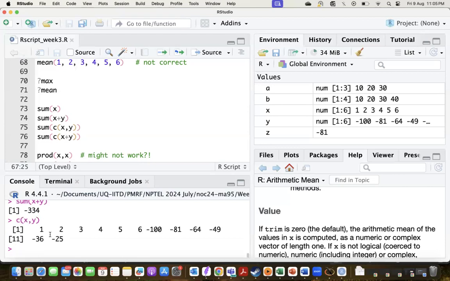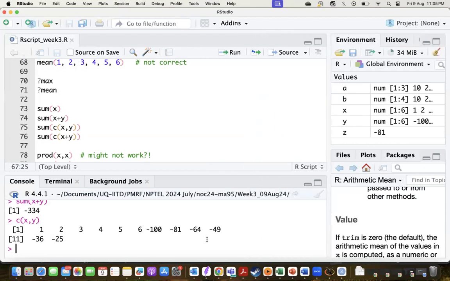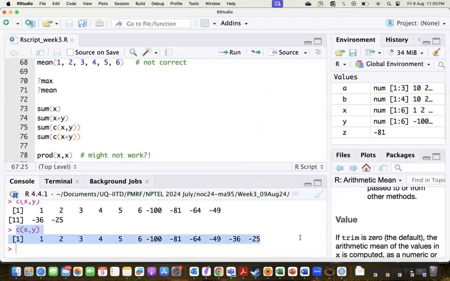So it's going to be 12 elements. Let me run this again. So you see it's 12 elements. First all the elements of x and then all the elements of y. So in this step, it was not necessary that both of them should have the same number of elements. It's just I'm making a new vector here. It's a 12 element vector, right?